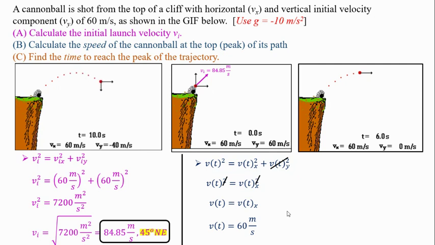So this part B is pretty straightforward. The speed at the peak is simply Vx, which is 60. And it says speed, so I won't include direction here. So the answer is just 60 meters per second. All right, let's do part C.